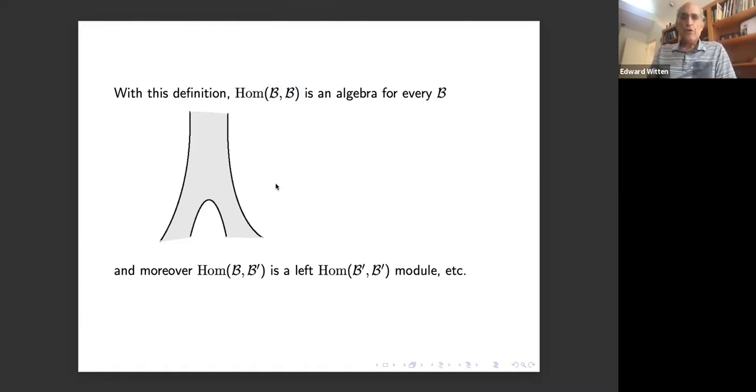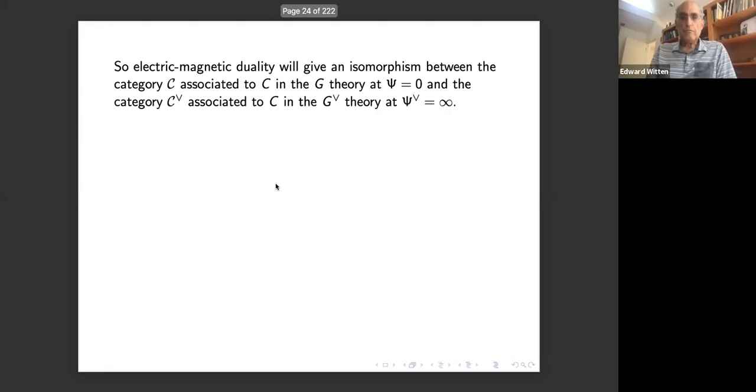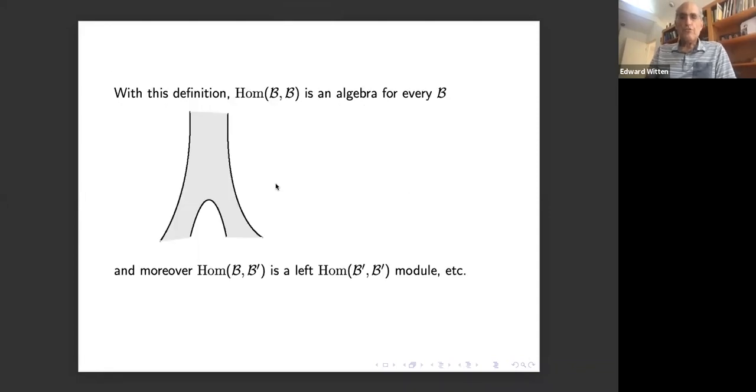And similarly, by drawing a few similar pictures, we learn that Hom from B to B prime is the left module for Hom B prime, and so on. So in this way, we learn that two-dimensional topological field theory is related to a category of boundary conditions.